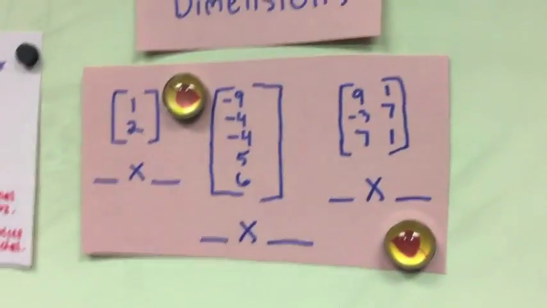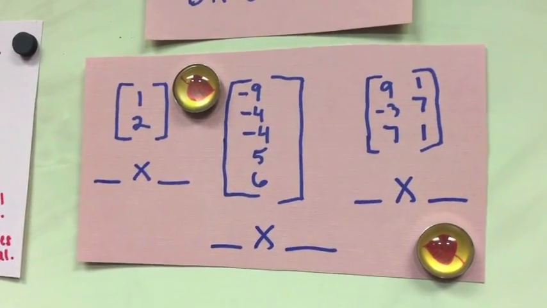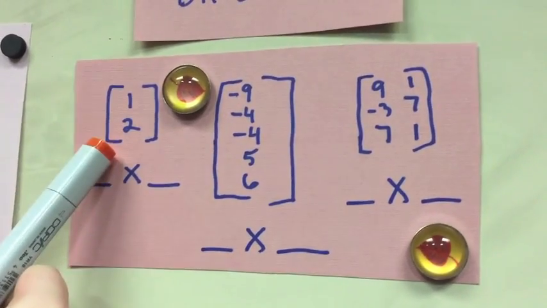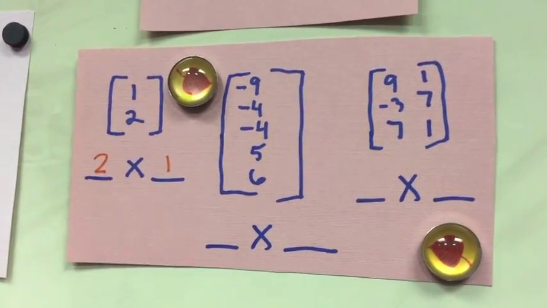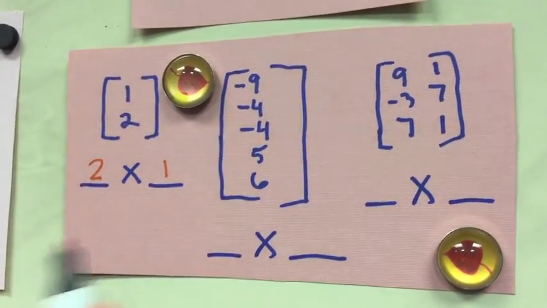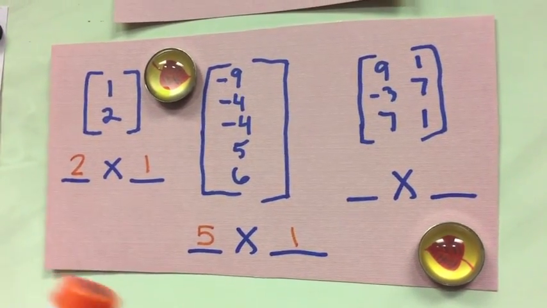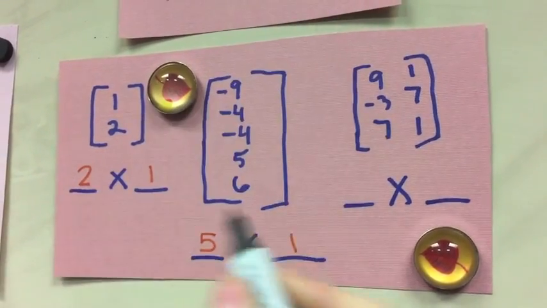First, we're going to talk about dimensions. They're basically the same as if you were going to measure a square. The first one would be 2 by 1 because there is 1 in each row and 2 in each column. The next one would be 5 by 1 because there's 5 in each column and 1 in each row. The last one would be 3 by 2 because there's 3 in each column and 2 in each row.